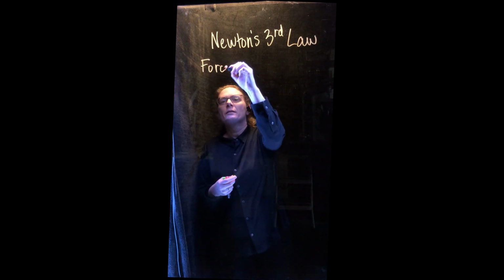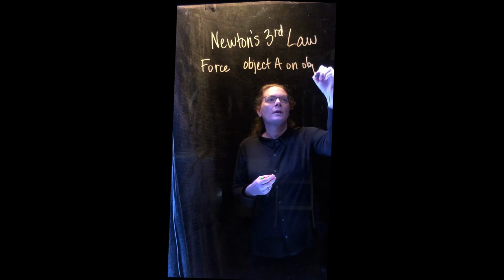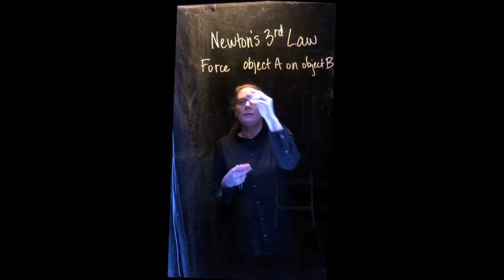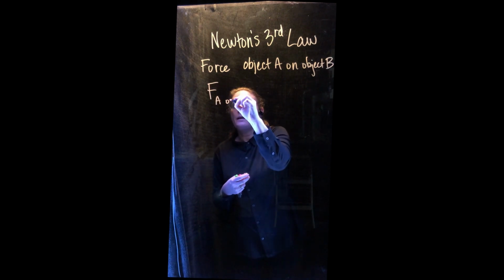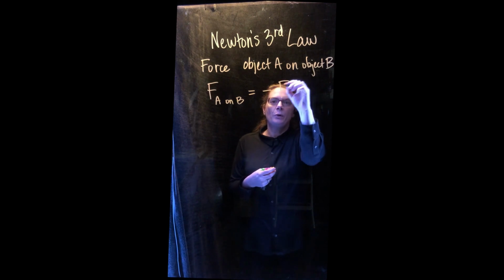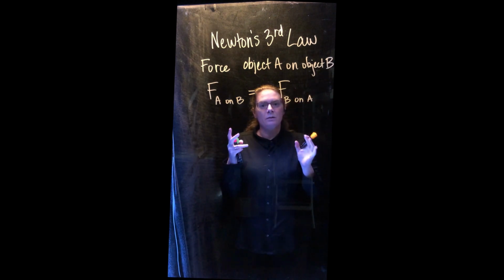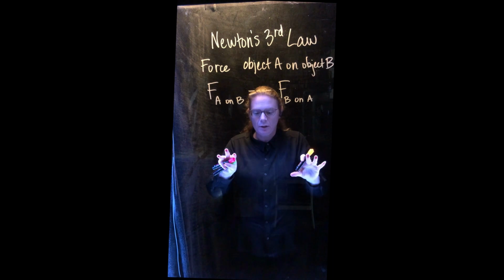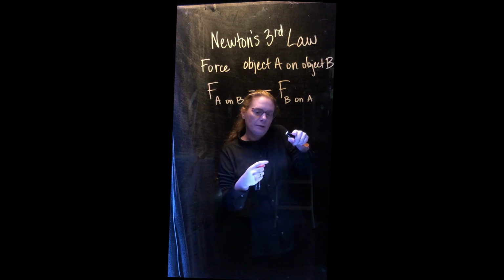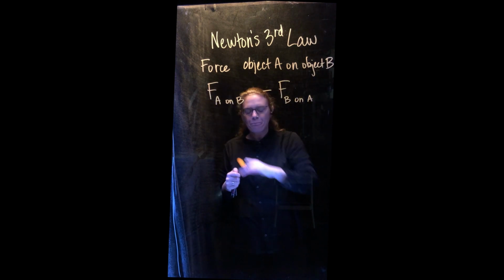So a force is object A on object B. An interaction between those two, and what Newton's third law really means is that the force of A acting on B is equal and opposite to the force of B acting on A. That's really what Newton's third law is saying, that the force of me pushing on the wall right now is the same as the force of the wall pushing back on me. Size is the same, but I'm pushing this way and the wall's pushing this way, opposite directions. That is Newton's third law.